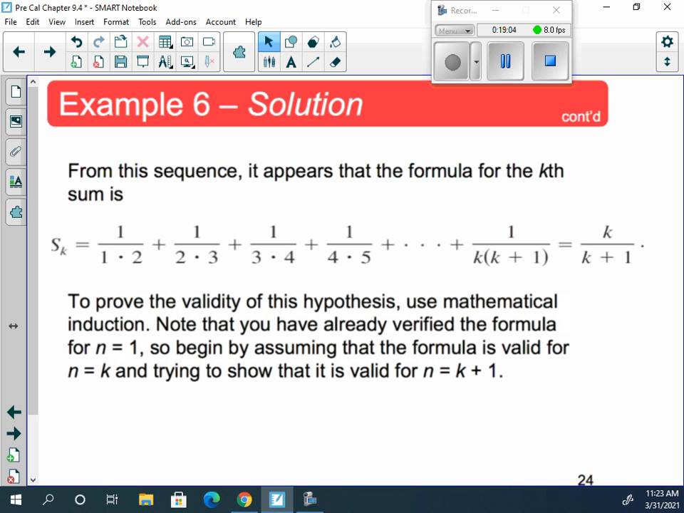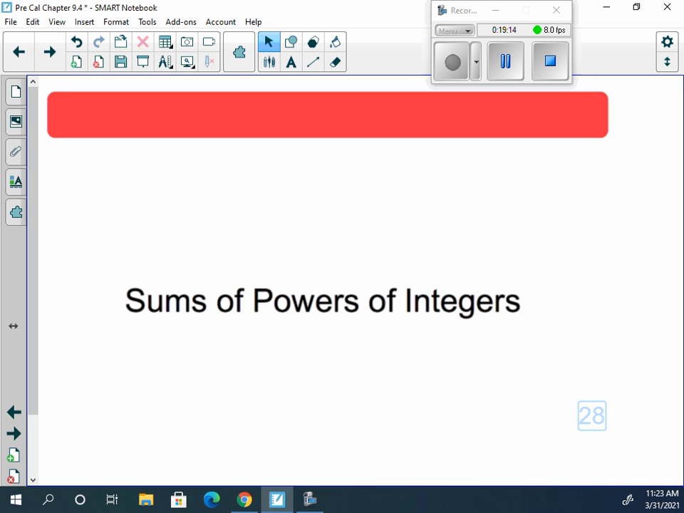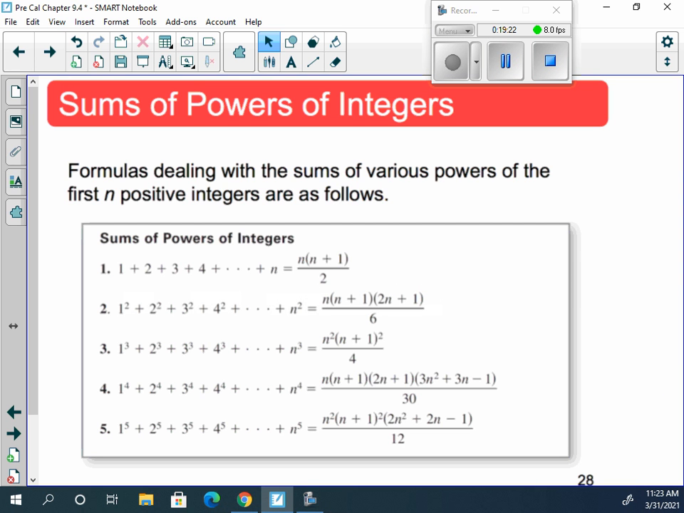To prove the validity of this hypothesis, you would use mathematical induction. We could go through and do that, but I'm not going to worry about it, because I'm not going to actually make you do this here. I wanted to show you what it is so you can see it.